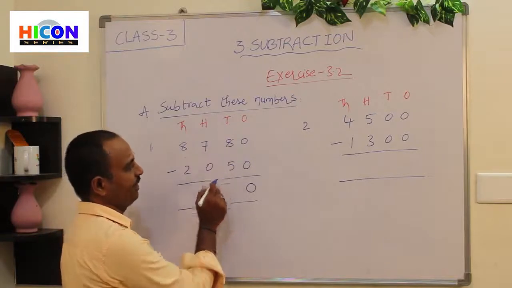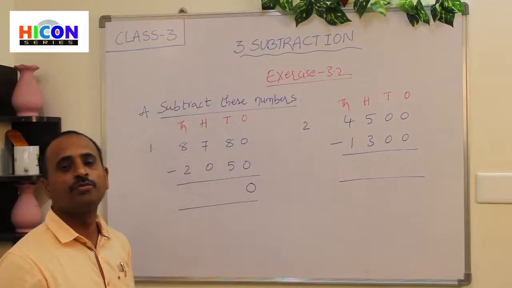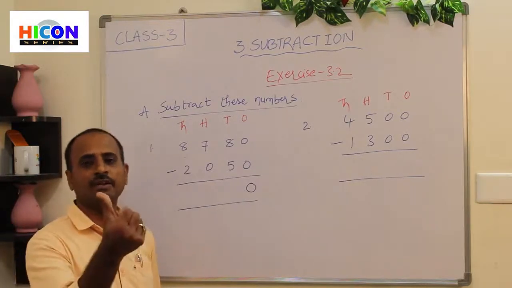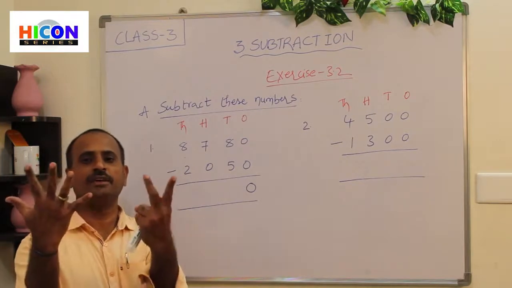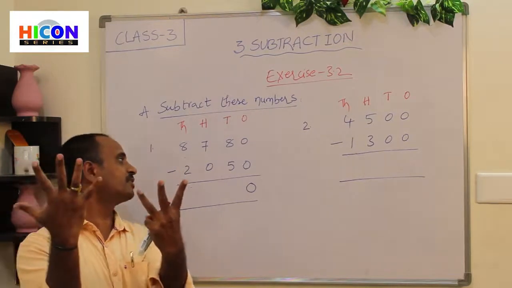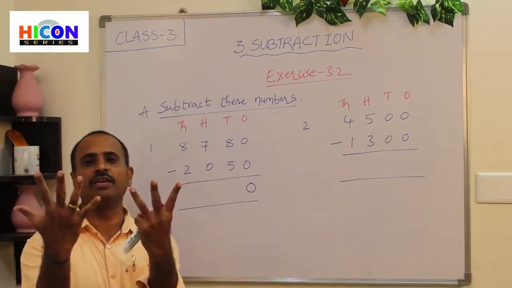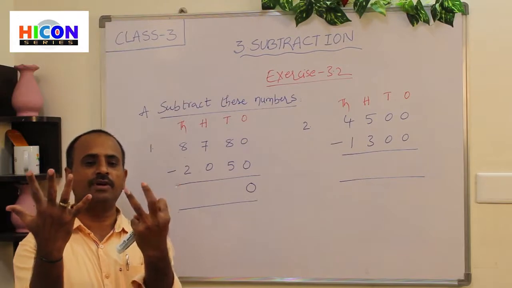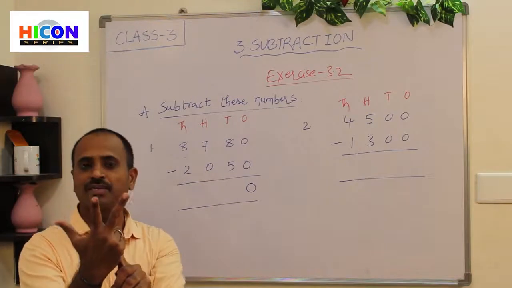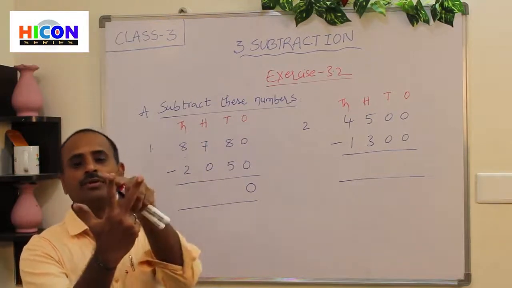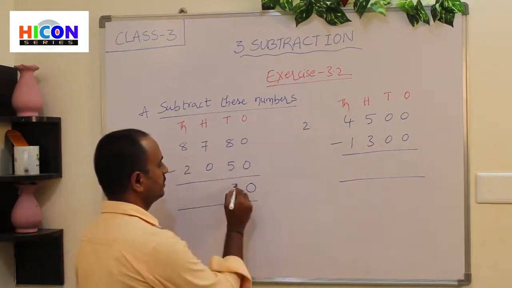That is 8 and 5. The first number is 8, the second number is 5. So open 8 fingers of your hand. 1, 2, 3, 4, 5, 6, 7, 8. Children, these are the 8 fingers. What is the second number in the tens place? 5. So close 5 fingers among these 8 fingers. 1, 2, 3, 4, 5. Children, how many fingers are left here? 1, 2, 3 fingers are left. So write 3 under tens place.